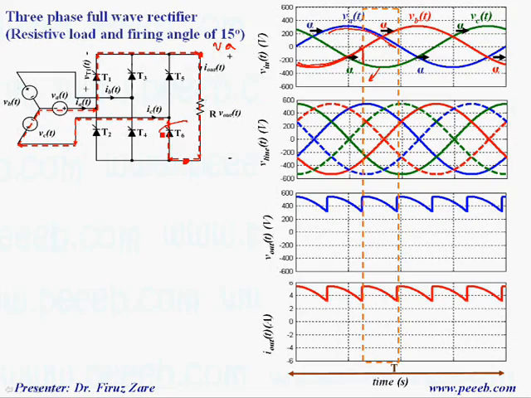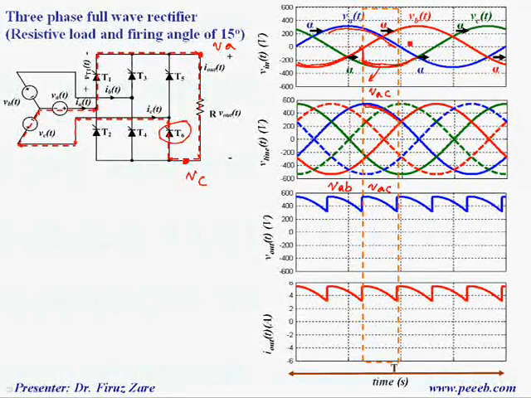So if we turn on this thyristor in the lower group, then phase C appears at this point. So in this case the output voltage is VAC. That means line voltage appears across the load. So over this period we have VAC. In the previous case we had VAB.